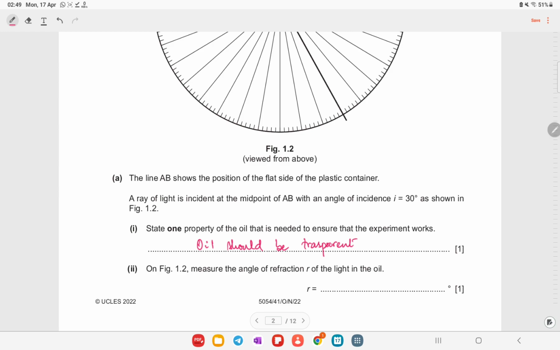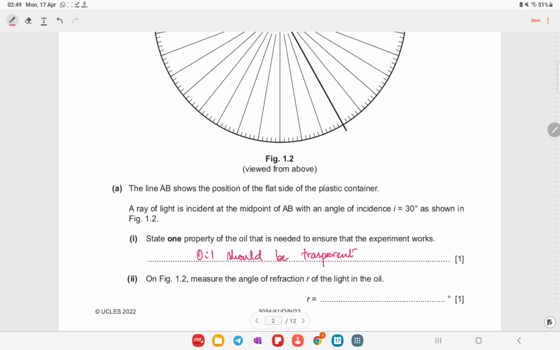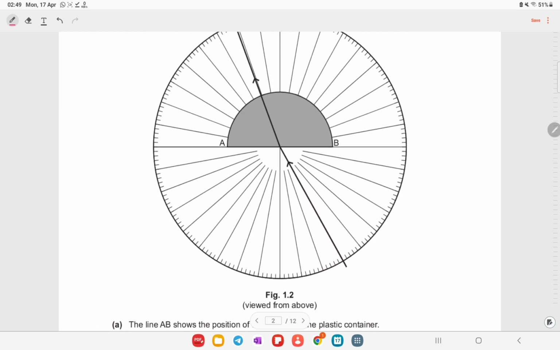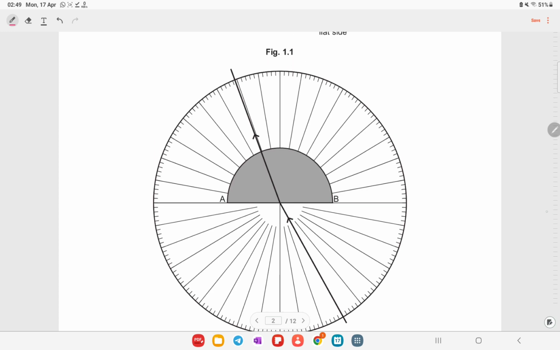Figure 1.2 measures the angle of refraction of the light in the oil. So we have to measure this angle. First of all, we have to identify which one is the normal line. I'll use the red color to mark the normal line, which is this one, the perpendicular line. So this is your angle of incidence, because it is making an angle with the normal, and this is your angle of refraction, and this is what we have to measure.